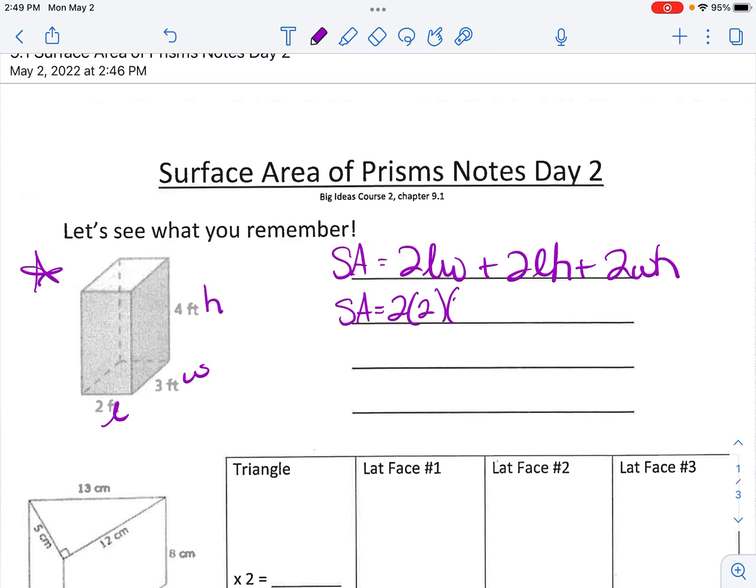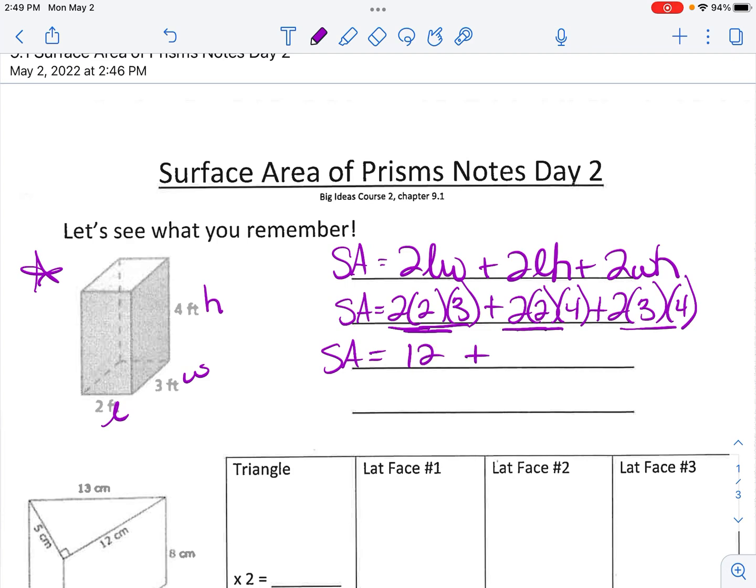So my length is 2 and my width is 3. Length is 2, height is 4, width 3, height 4. Remember that we're going to multiply all three sets before we add. So 2 times 2 is 4, 4 times 3 is 12, 2 times 2 is 4, 4 times 4 is 16, 2 times 3 is 6, 6 times 4 is 24. So when I do 12 plus 16 plus 24, I get 52, and we're going to label it feet squared.